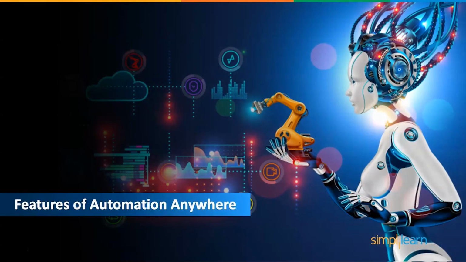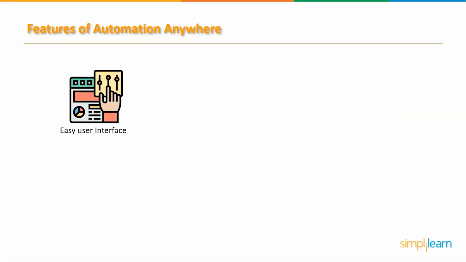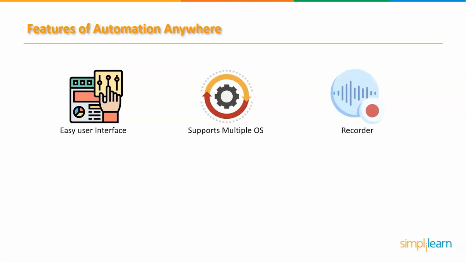Features of Automation Anywhere. Automation Anywhere offers an easy-to-use interface for building bots and designing business process automation workflows. It supports multiple operating systems such as Windows, Linux, and Mac OS. It consists of a recorder that works on a variety of platforms including Microsoft Windows, Citrix, Web, and SAP. It consists of different bot views for collaboration: flow view for business users, list view for developers, and dual view for collaboration.